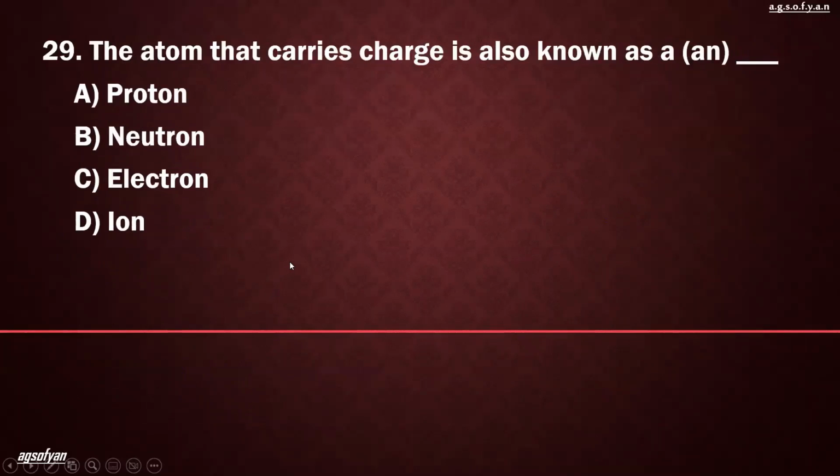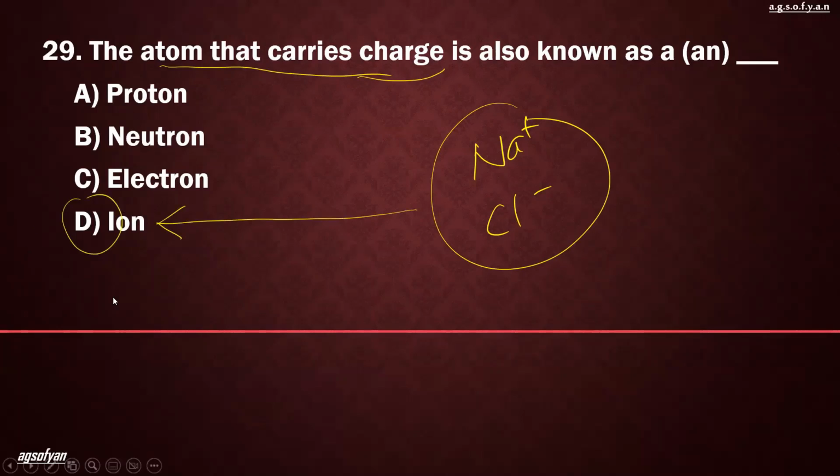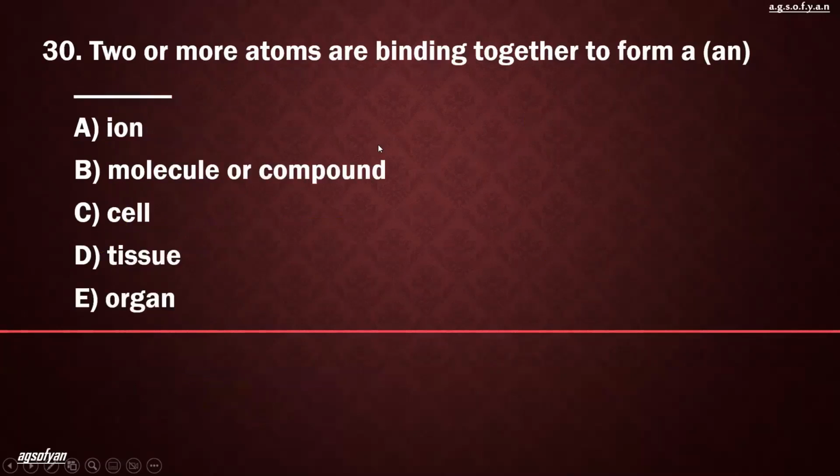The atom that carries charge, sodium ion. So what do you call them again? They carry charge. Atom that carries charge is called an ion. Two or more atoms are binding together to form what? Atom make? Cell. No, before cell, it should be molecule. Yeah, it should be molecule first. So atoms will make molecules, and molecules will make cell. Remember that.